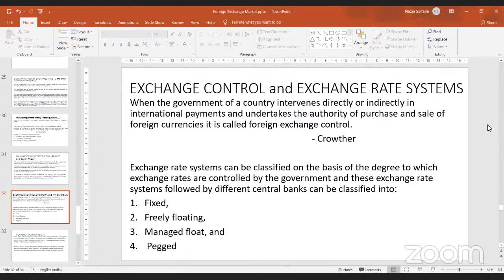So interference will be there from the government side, which is nothing but exchange control. A government of a country intervening directly or indirectly in international payments and receipts, and having the authority to buy and sell foreign currency, will be called foreign exchange control. So you have foreign exchange rate mechanisms which are there.